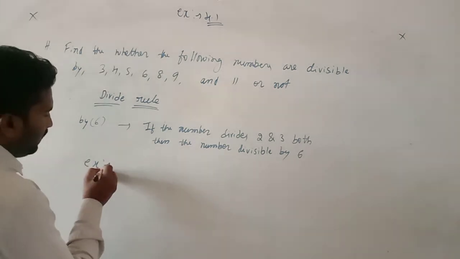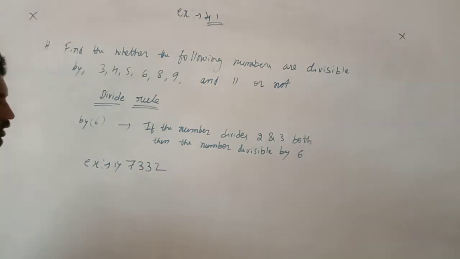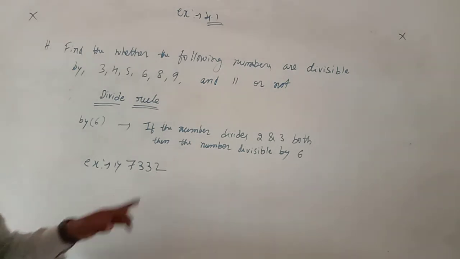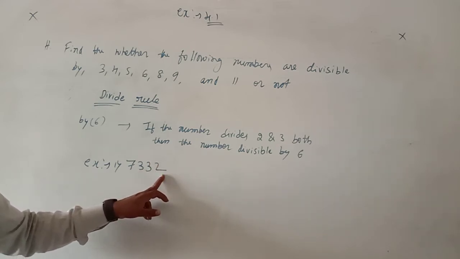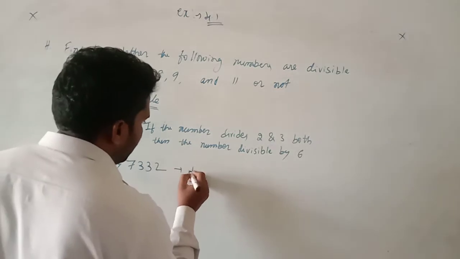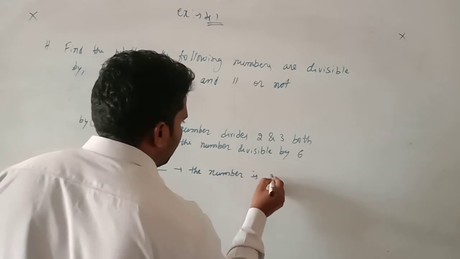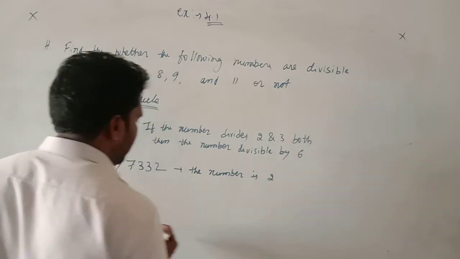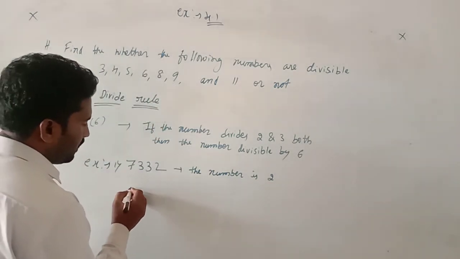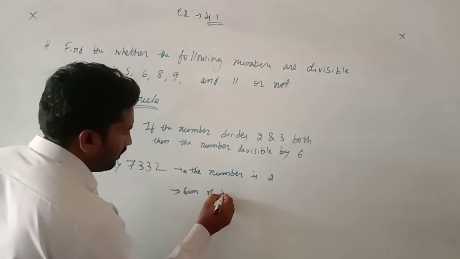For example, I am taking here the example 7332. Here there are 4 digits. The number is even, so it means the number is divisible by 2. The last digit is 2, so it can divide by 2. Okay. Then the sum of the digits.